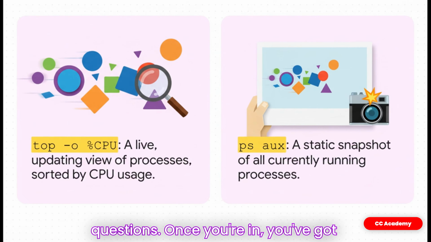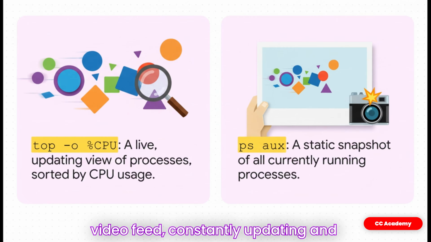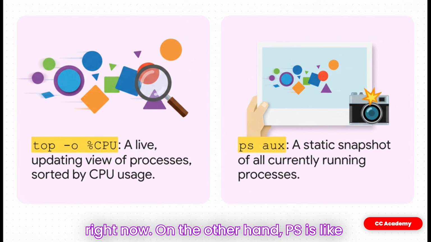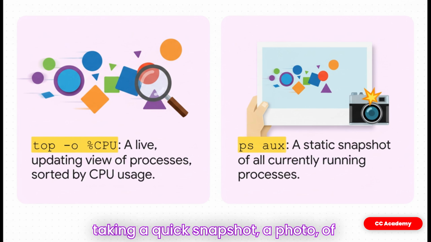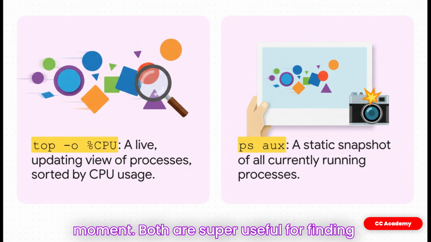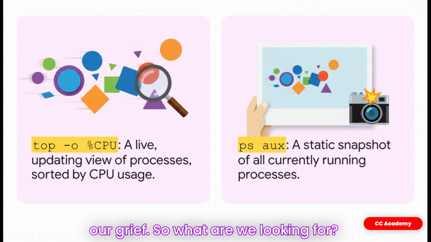Once you're in, you've got two main tools. Think of top as a live video feed, constantly updating and showing you who's using the most CPU right now. On the other hand, ps is like taking a quick snapshot, a photo of everything that's running at that exact moment. Both are super useful for finding that one process ID that's causing all our grief.